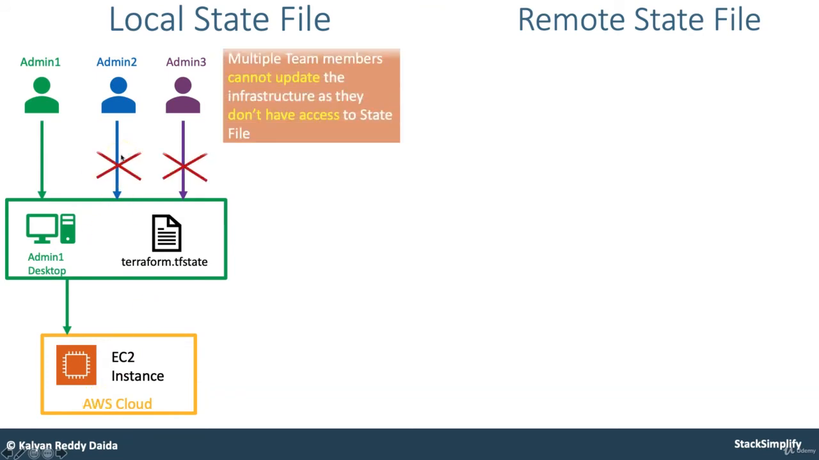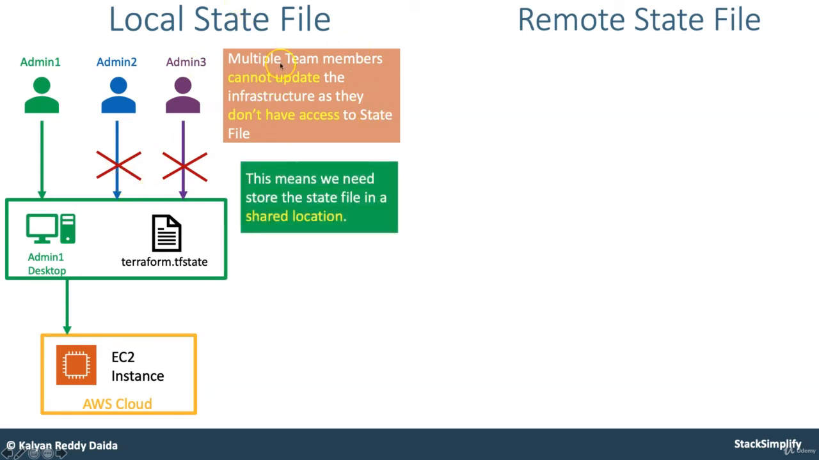If you see here, they really don't have access to your own desktop and the local working directory where you have the terraform.tfstate file. But to administer this infrastructure, whatever you have provisioned, they need access to this terraform.tfstate file. Then only can they do anything. But it is on your local desktop, so they can't do anything. So multiple team members cannot update the infrastructure as they don't have access to the state file. That is the problem when you use the local state file.